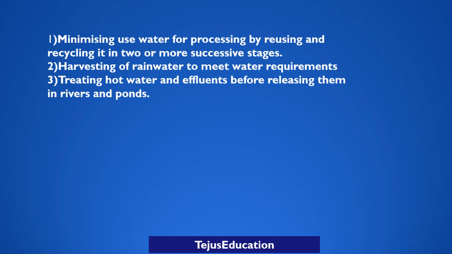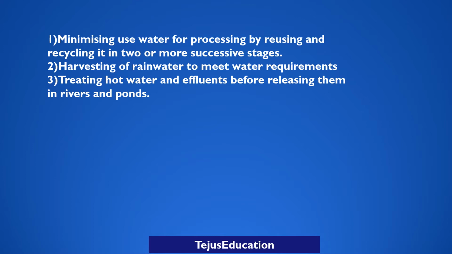How to control environmental degradation? It's an important question in exam point of view. 3 marks question. Minimizing use of water for processing by reusing and recycling it in 2 or more successive stages. Harvesting of rainwater. This is quite common in India now. Rainwater is collected and it is used for various other purposes.